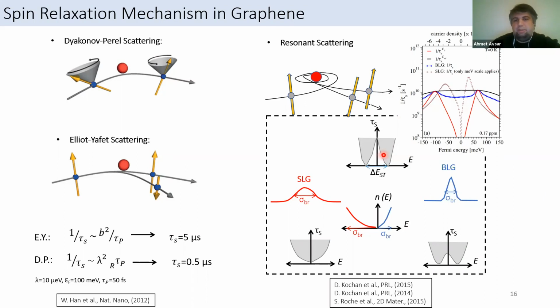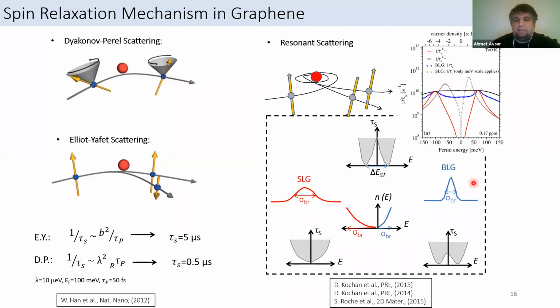So they were saying that you can confirm if this is the spin scattering mechanism by looking at how the spin lifetimes change with the energy of the carrier concentration. The basic idea was that the spin relaxation time or relaxation rate is split because of the singlet and triplet splitting, and this splitting amount is different for single layer and bilayer graphene.